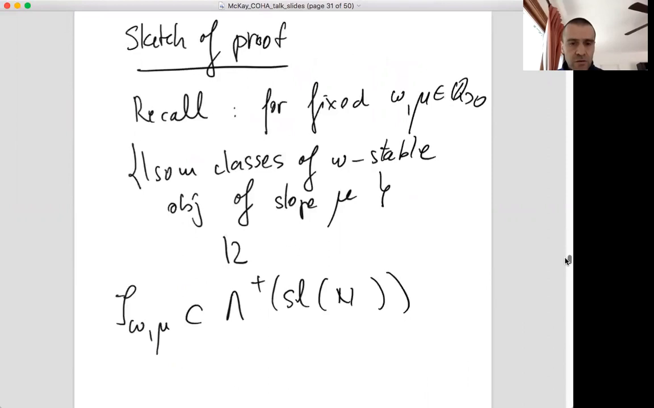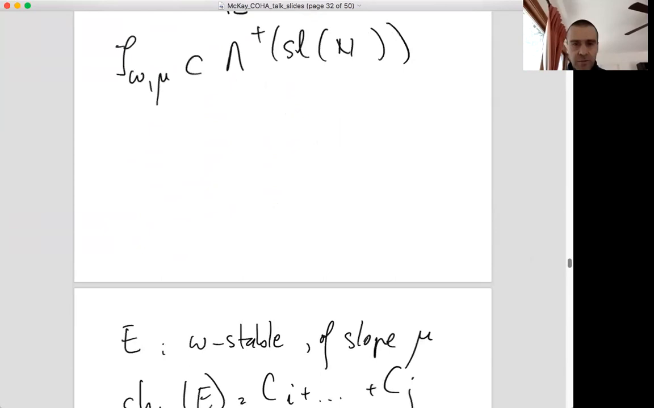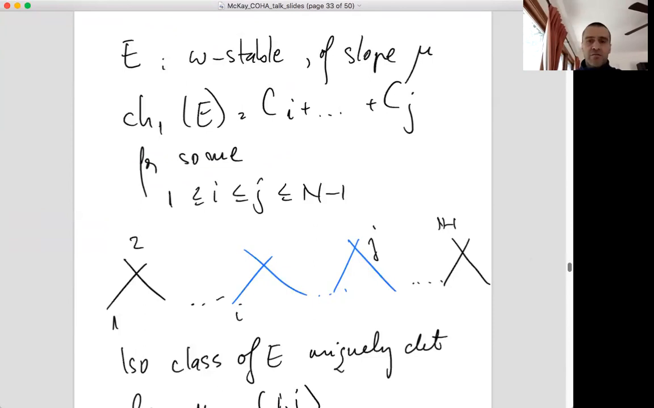So the main observation, as I said, from proving the first result, we made this observation that a byproduct of the proof of theorem one was that the set of isomorphism classes of stable objects is finite, given that you fix the polarization omega and you fix the slope mu. And it is isomorphic to a subset of the positive roots of SL_N. So that's what makes this problem tractable, the fact that the set is completely finite. So why is it finite? In some sense, it's not hard to see. This is an easy statement. The proof is easy.